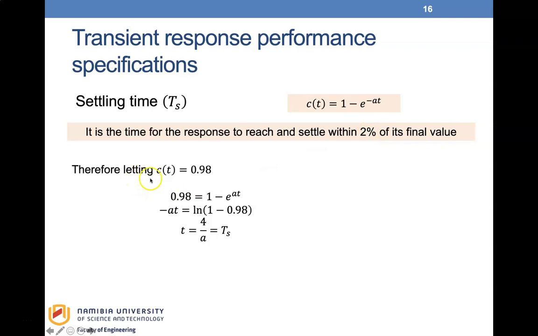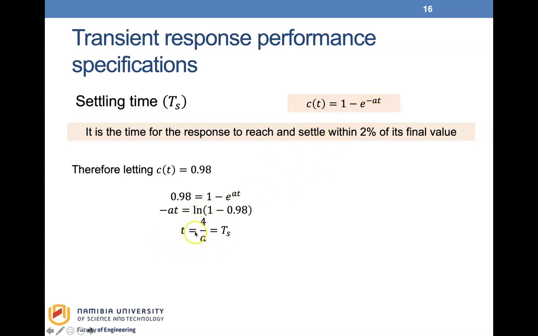Therefore, we're going to now say C of T is 0.98, because we said it is the time for the response to reach and settle within 2%, which means the system will have achieved 98% of its final value. So in that case, C of T will be 0.98. We substitute 0.98 into this equation, and then we find our T.